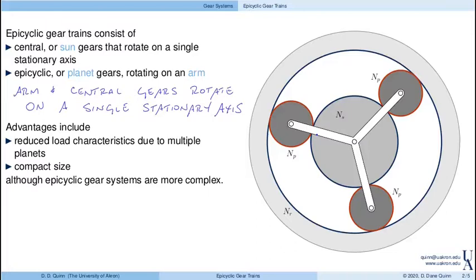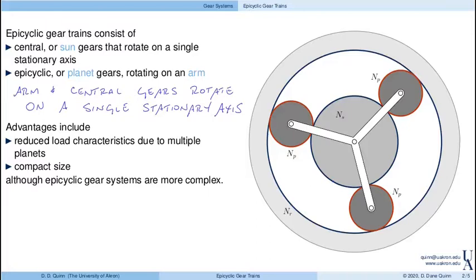Again, this kind of looks like a solar system, right? You have a sun here in the middle, you have planets that orbit the sun, and it has some specific advantages. There are, in particular, reduced load characteristics due to the multiple planets. So notice here I have three planets, and they would share the load, which means, of course, that the load on any individual planet is reduced. They typically have a compact size. They're really good for high torque applications, for example. They are found in your automobile system and lots of other applications.